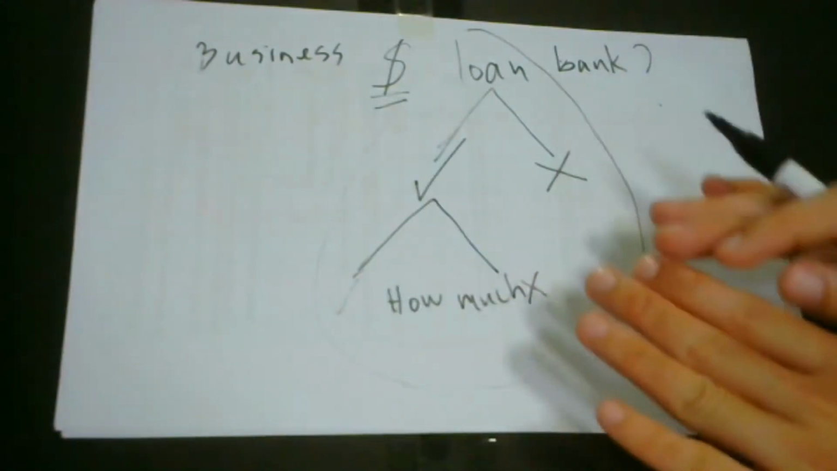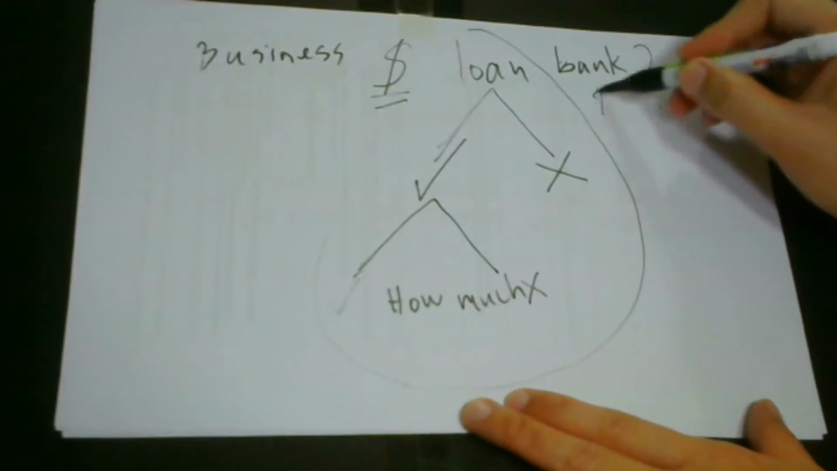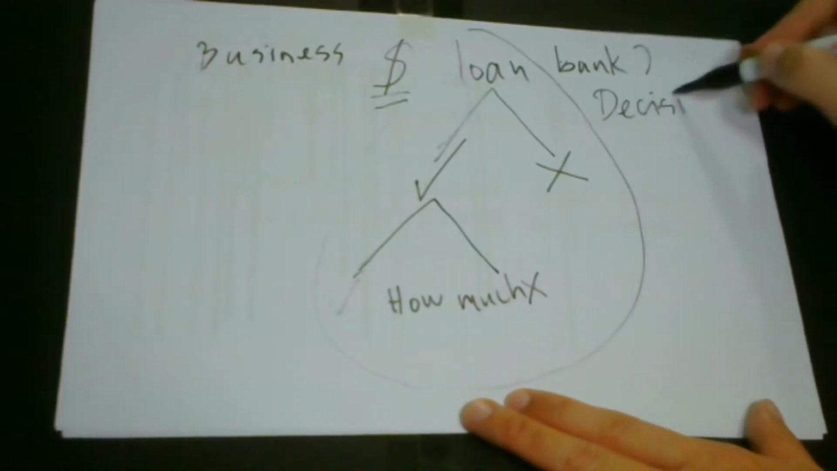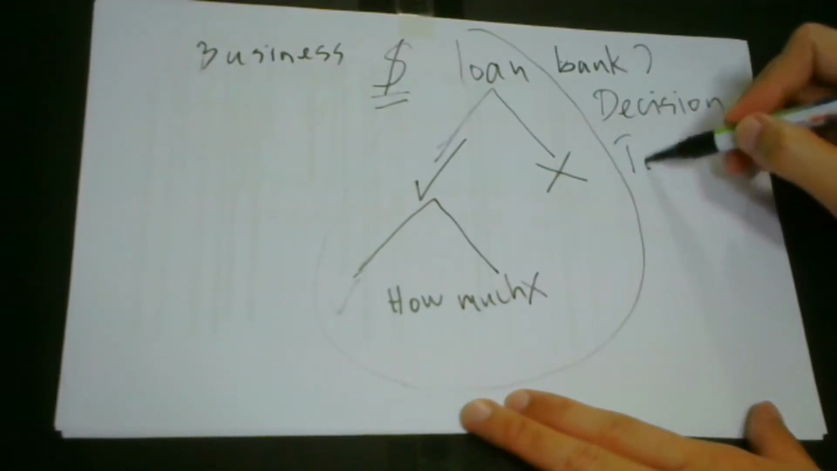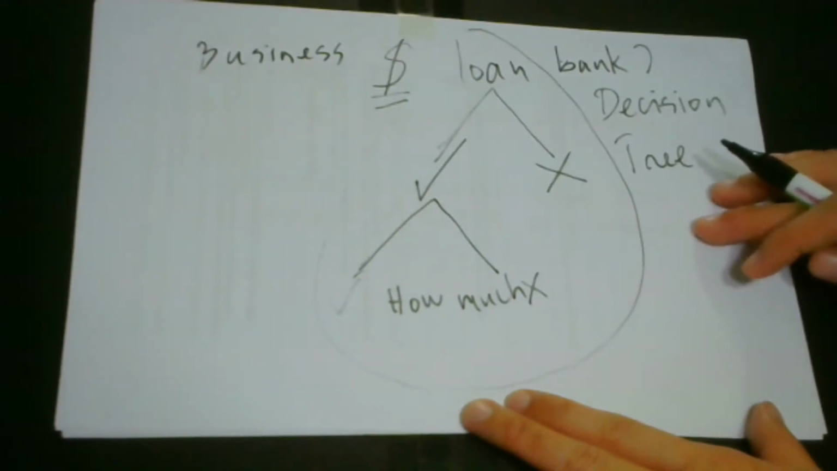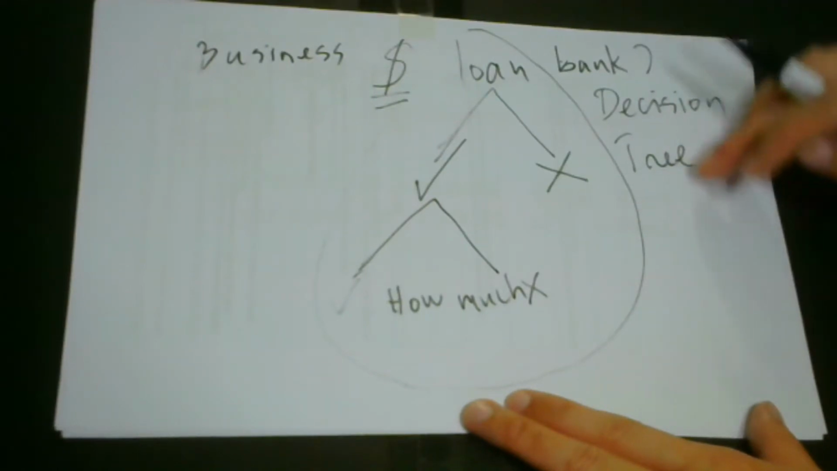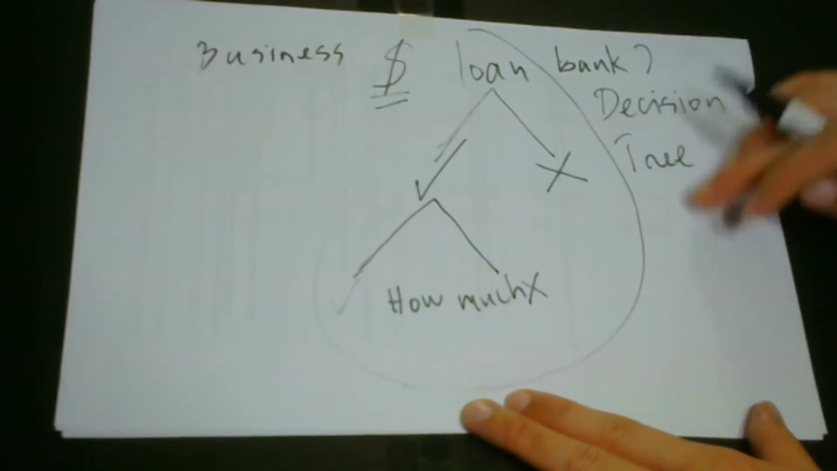So in this lesson, we're going to study decision trees, and this decision tree is very important in making decisions because it will help us decide from the very top going to the very bottom of our decision making process.